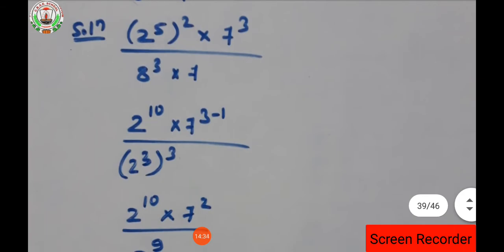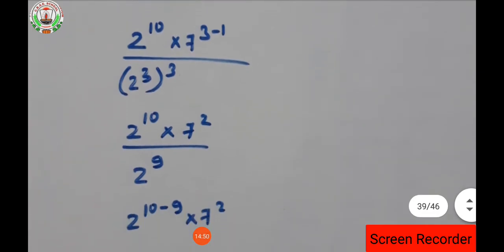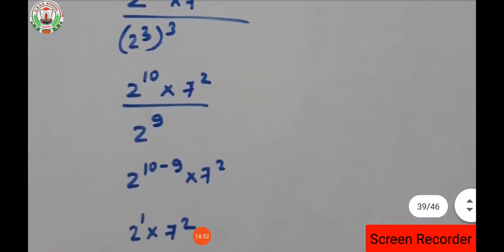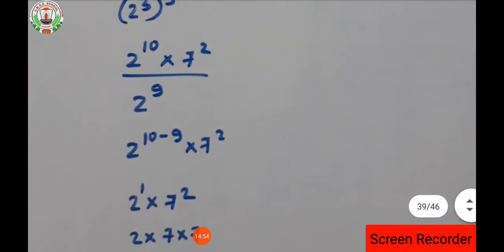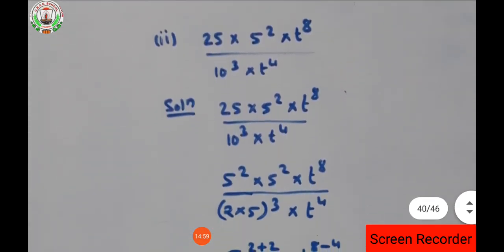Okay, so 2 to the power 5 whole to the power 2 will become 2 to the power 10. 8 to the power 3 can be written as 2 to the power 3 whole to the power 3, and using the laws of exponents, 7 to the power 3 minus 1 will become 7 to the power 2. Clear everyone? So these are the solutions which I just explained to you. So what is the answer for this? That is, 98 is the answer.